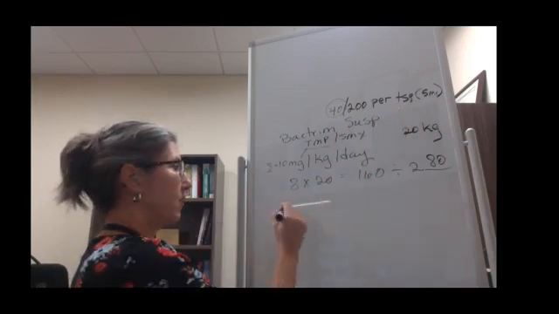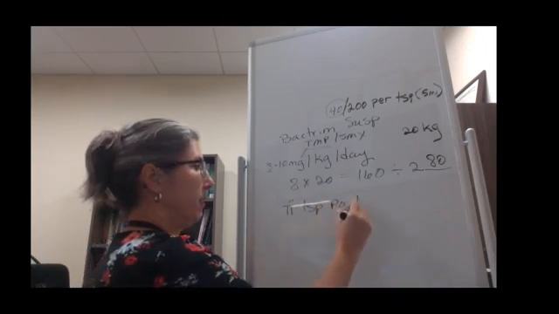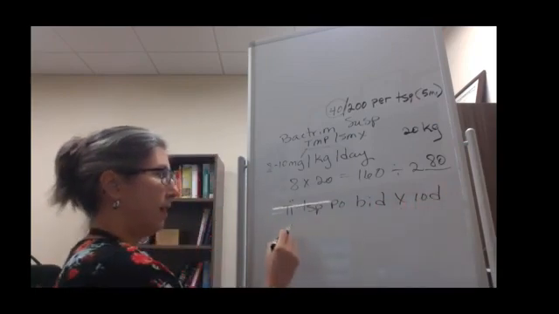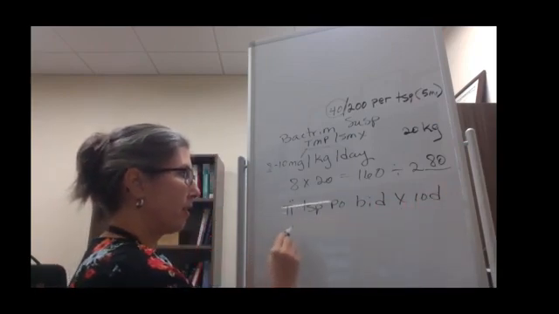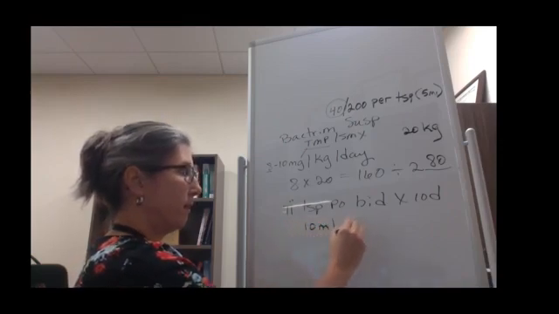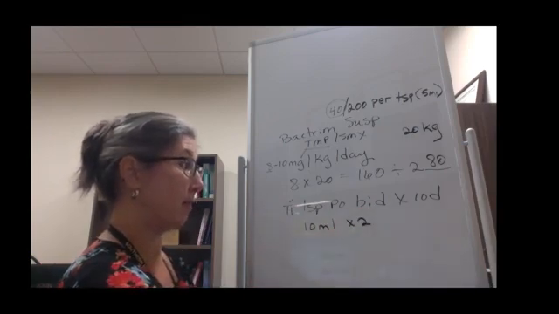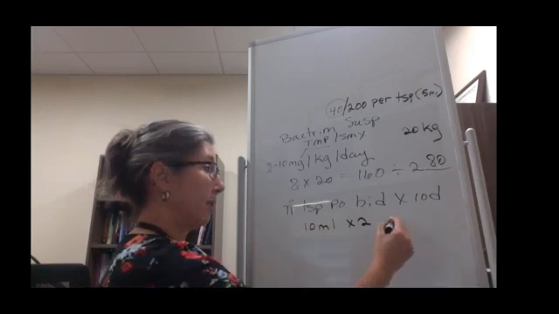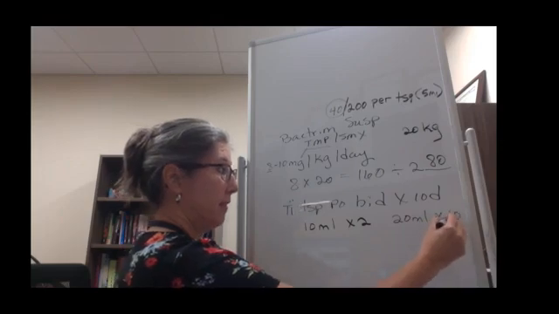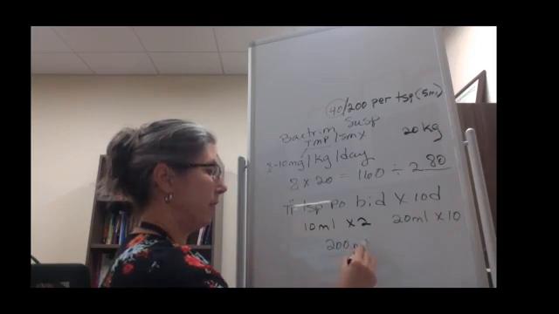So this child will need 2 teaspoons PO BID, and we'll say times 10 days. Alright, so we need to do another calculation here. We need 2 teaspoons, which is 10 mLs, times 2, because we got to figure that BID. We're trying to determine the amount of the medication. So that's going to be 20 mLs times 10 for 10 days. And so we're going to need 200 mLs total.